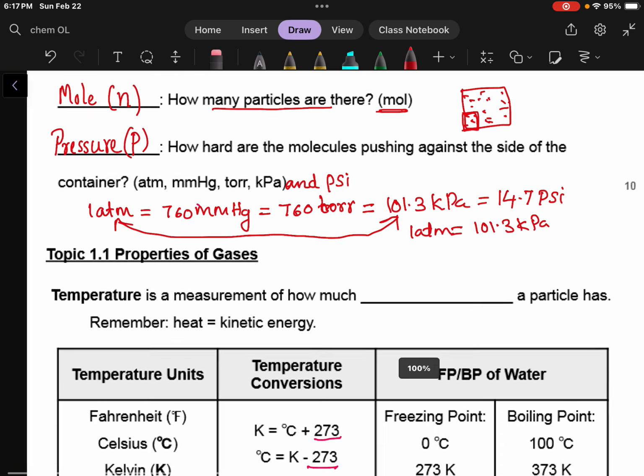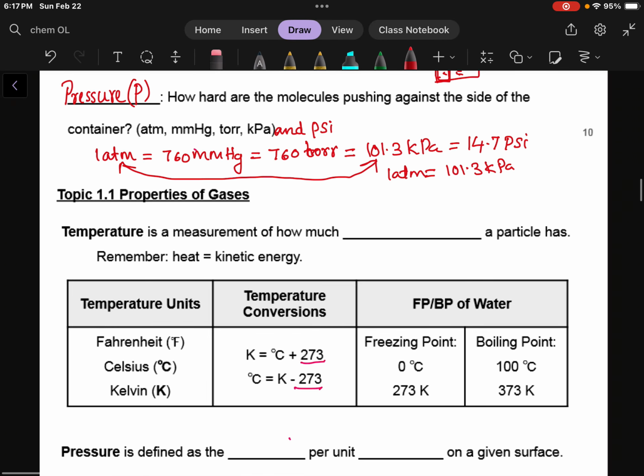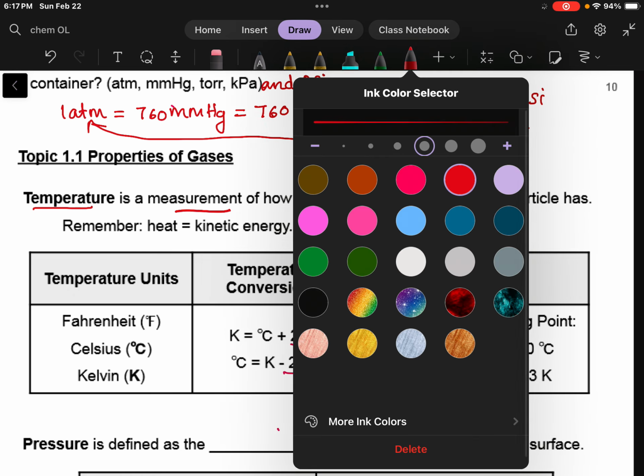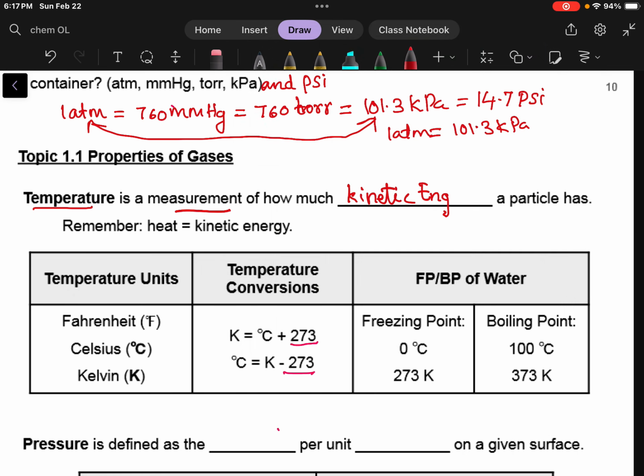Okay, now I'm going to explain the same thing again in a different way. Temperature is a measurement of energy, how much kinetic energy they have. So temperature is proportional to kinetic energy, so it is a measure of kinetic energy.